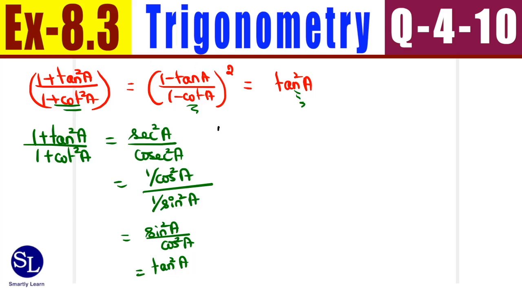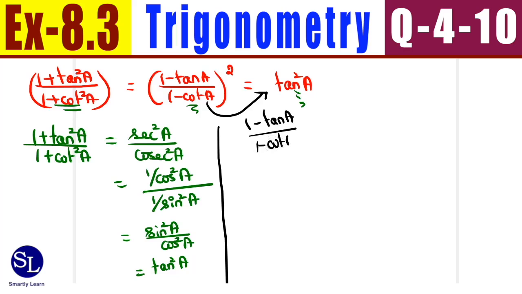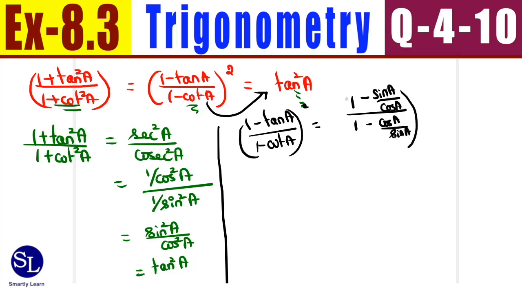Now let's repeat the process for the second expression. Let's try to derive its value to tan²A. So we start with ((1 minus tanA) by (1 minus cotA)) the whole square. So I'm going to apply the square. Before applying it, I'm going to break this tanA and cotA into the base ratios. So this is 1 minus sinA by cosA, that is tanA I'm breaking up. Similarly, in the denominator, 1 minus cosA by sinA. Let's keep the square as such for now.